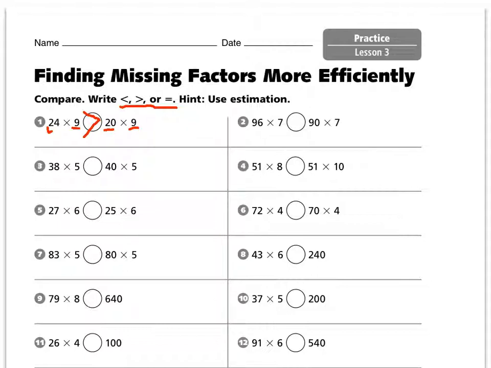Number 2, I have 96 times 7 and 90 times 7. 7 is the same, so you're comparing 90 and 96, so 96 would be greater. 38 times 5 and 40 times 5. 40 and 38 you can compare, and you know that 40 times 5 would be greater. 51 times 8 and 51 times 10. You can look at 51, they're the same, so 10 and 8, 51 times 10 would create a greater product.